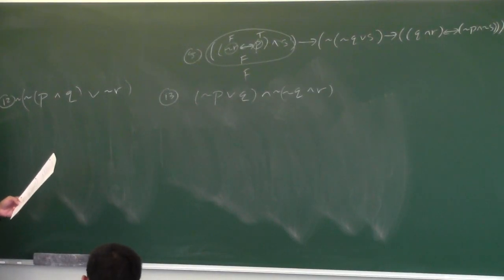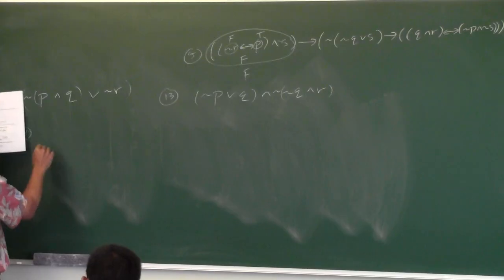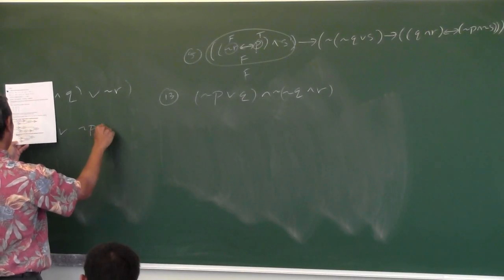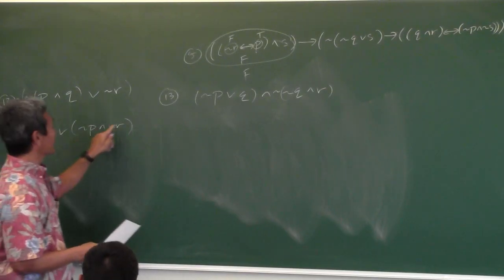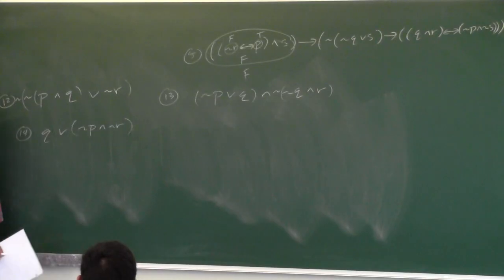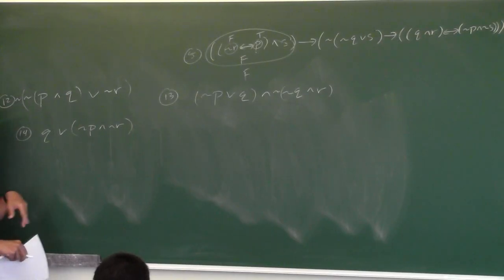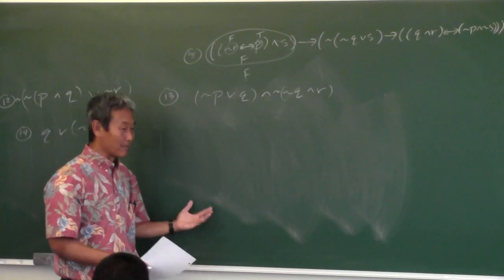And then number 14, it says, show that the following network is functionally equivalent to the network of question 13. So first of all, you got to figure out number 14. Number 14, okay, so you got Q gets OR'd with, what is that? Not P and not R, like that. So it says, show that this and this are equivalent. Now there's two ways to do it. One way is you make a truth table for this, and then you make a truth table for that, and they come out exactly the same.